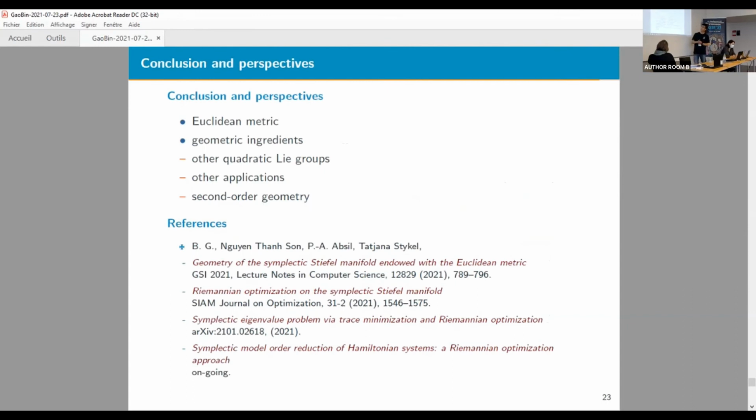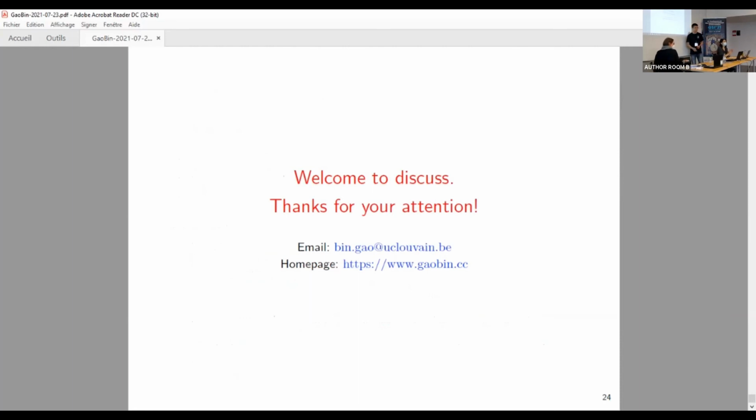In this work, we consider a new manifold, and we consider the Euclidean metric, and we develop some geometric ingredients. In the future, maybe we can extend our work to other more general Lie groups, and also apply it to other applications, and also investigate some second-order geometry. If you are interested, my talk is based on the following references, and the first one is our conference paper here, of course. Okay, thank you. Thanks for your attention.